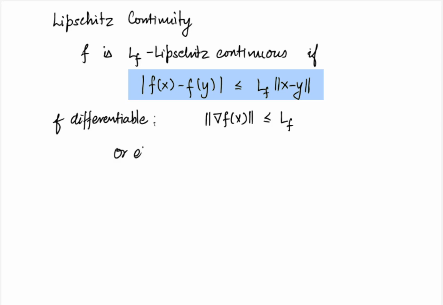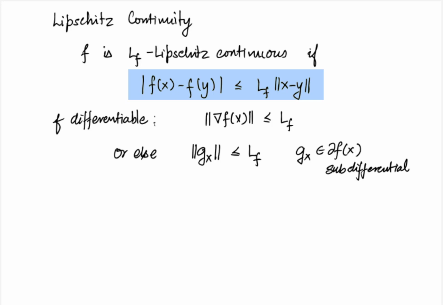If f is not differentiable, we simply replace the gradient with the subgradient, that is, the norm of g_x is bounded by L_f, where g_x is a subgradient of f at x. This is the notation for the set of all subgradients of f at x, which is called the subdifferential set. Let us look at some examples. The function sin x is clearly Lipschitz continuous. You can verify by differentiating and bounding the gradient. But the functions e^x and x squared are not.